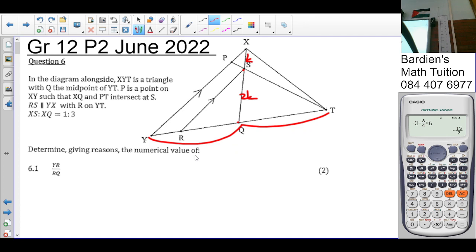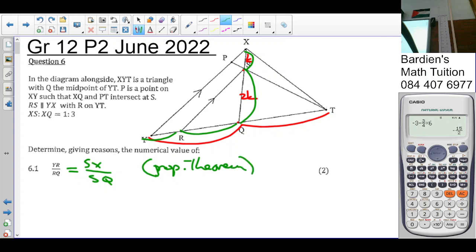So YR, let's use the other color. YR over RQ is the same as XS over SQ. Why? Because of the proportionality theorem. Which simply gives us K over 2K, which is 1 over 2. So if this is an A, this will be 2A. And of course this whole length will be 3A now, because Q is the midpoint.